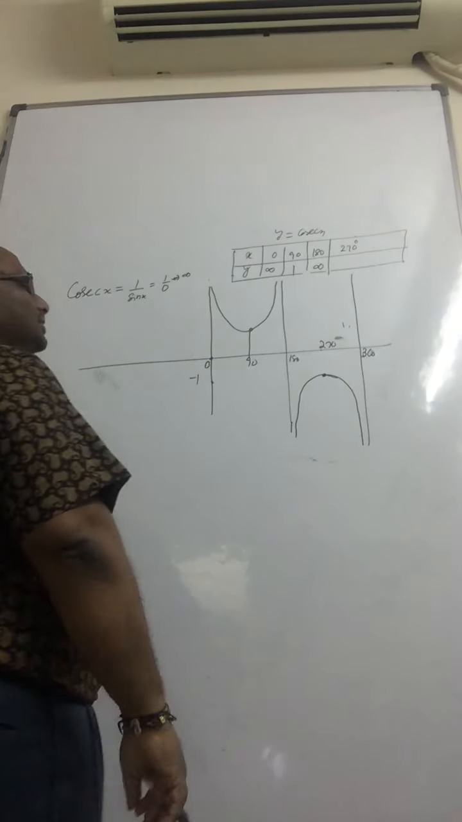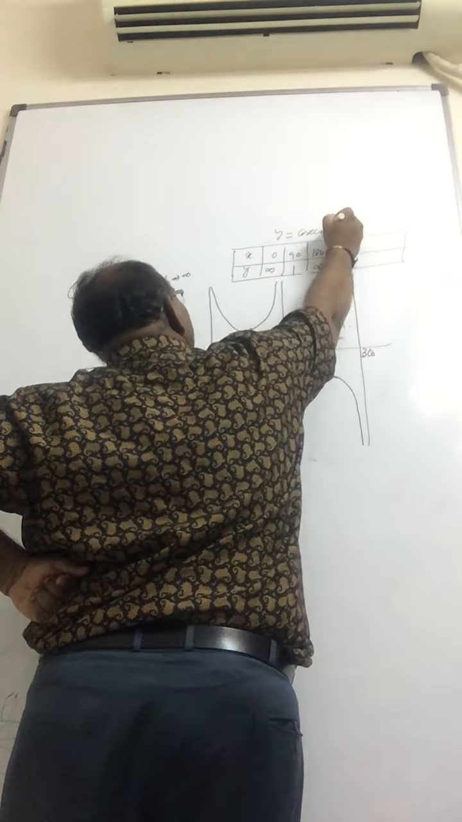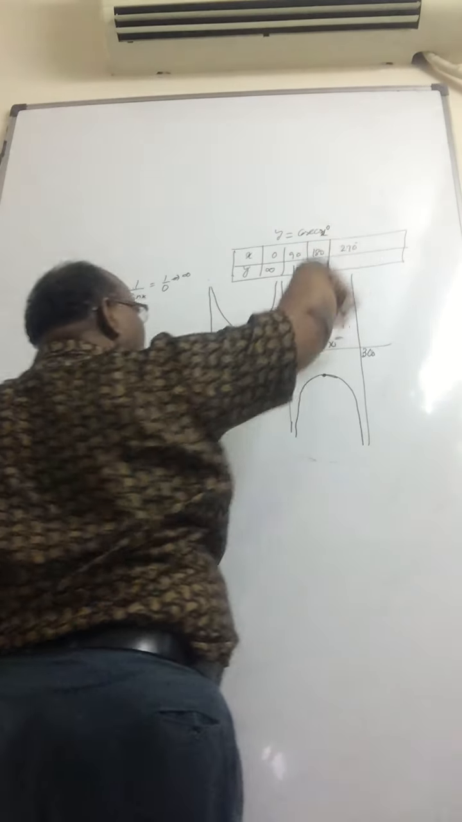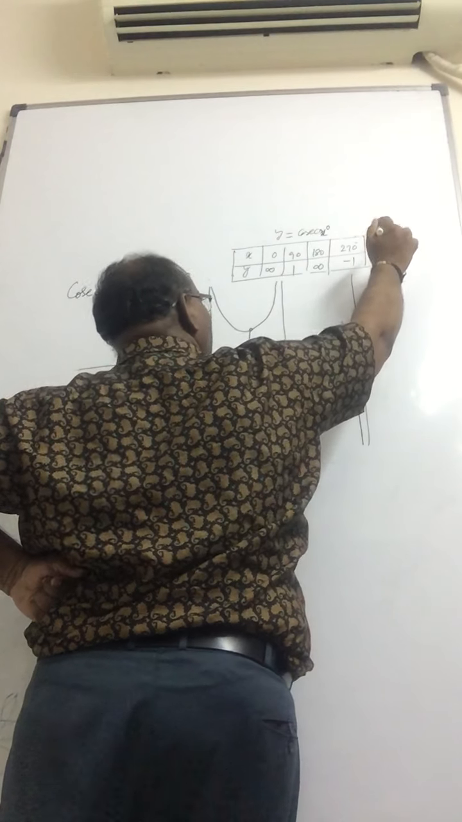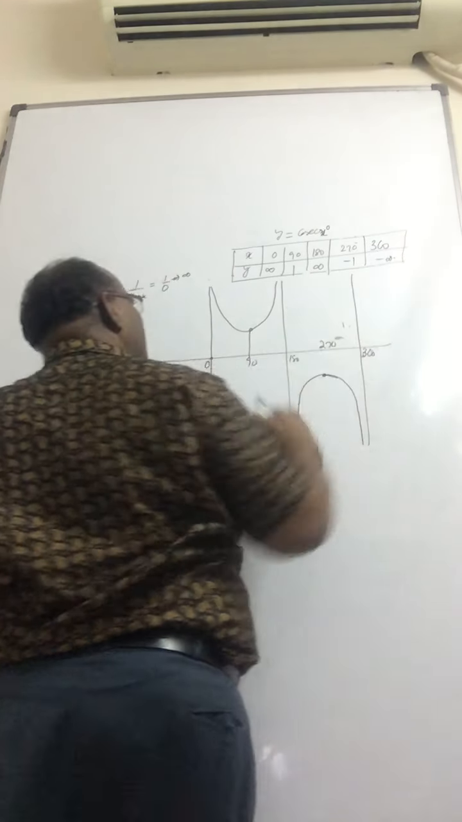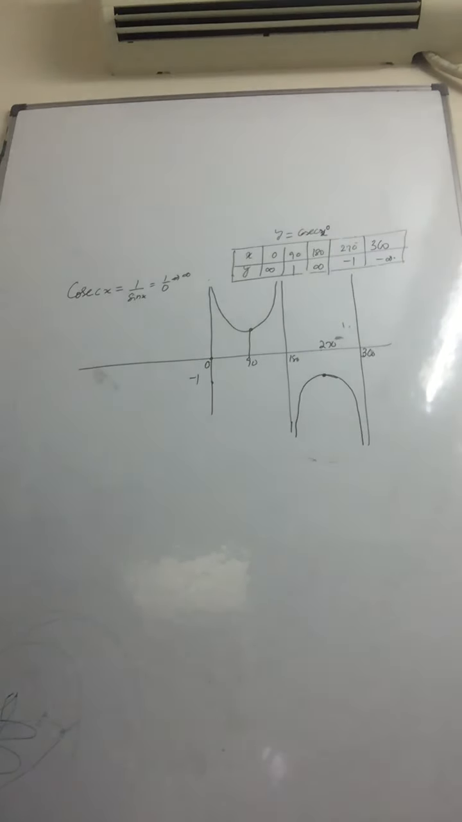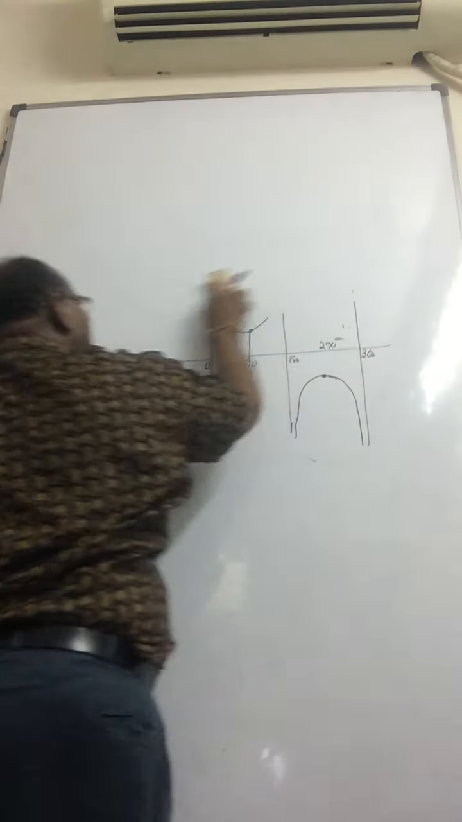The graph will be like this. If you consider x as this and cosecant x degrees as the function, then at 270 it is minus 1, and at 360 we can write minus infinity, because in the fourth quadrant cosecant is negative. Right? This is the graph of cosecant x. So let us draw the graph of the remaining two functions.